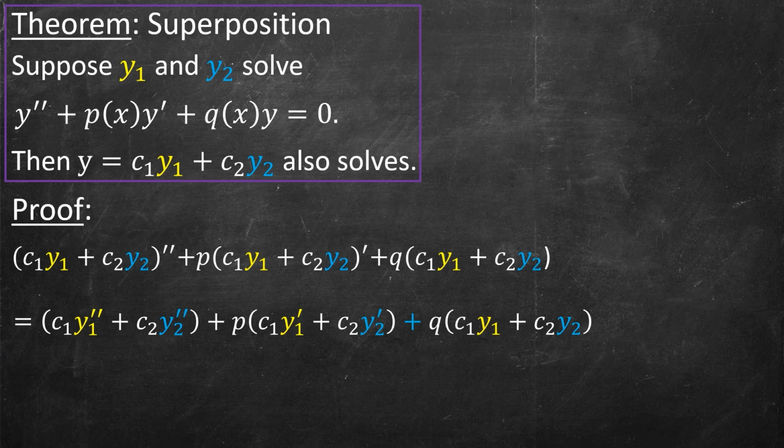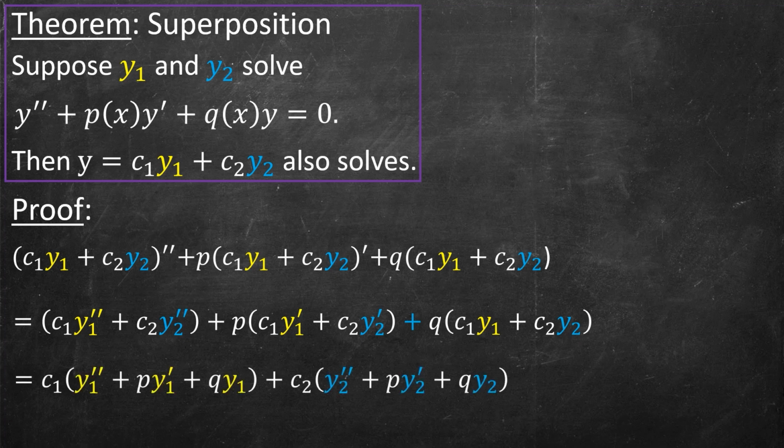And what this means is that the derivative of the sum is the sum of the two derivatives, for instance, or the derivative of a constant times a function is a constant times the derivative of the function. So this just means I can take those derivatives, distribute them inside the brackets, and get expressions like y1 double prime, y2 double prime, and so forth. And then if I look at this expression, I notice that there are 3 terms that have a y1 in it, all multiplied by c1, and that there are 3 terms that have a y2 in it, all multiplied by c2. So I'm just going to group those terms together.